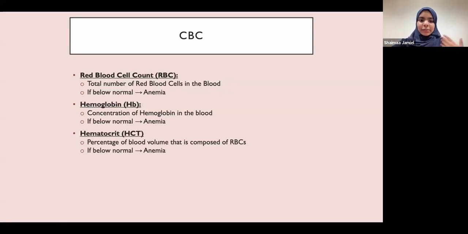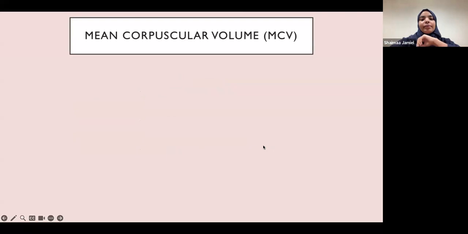And the question in your mind might be, what's the difference between hematocrit and red blood cell count? So red blood cell count looks at the number of red blood cells. Hematocrit looks at the volume of red blood cells, okay?